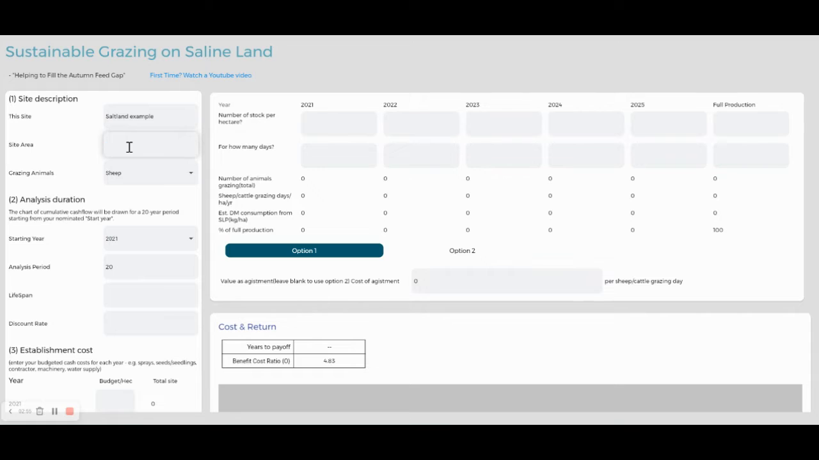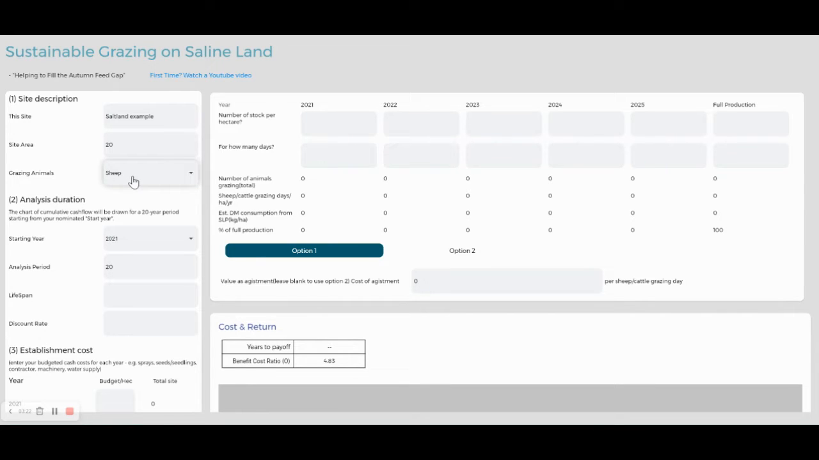So the area is all the calculations are based on per hectare calculations, and the site area is purely there to give you the financial impact on the whole farm basis or the whole site basis. So for this case study, it was a 20 hectare site that was revegetated.